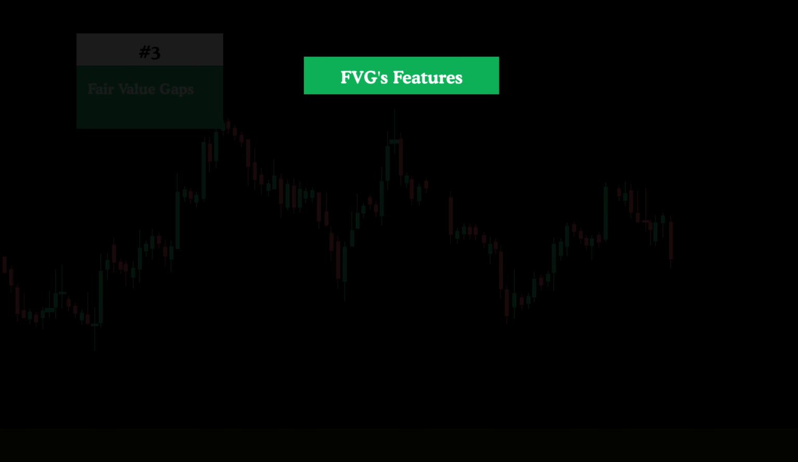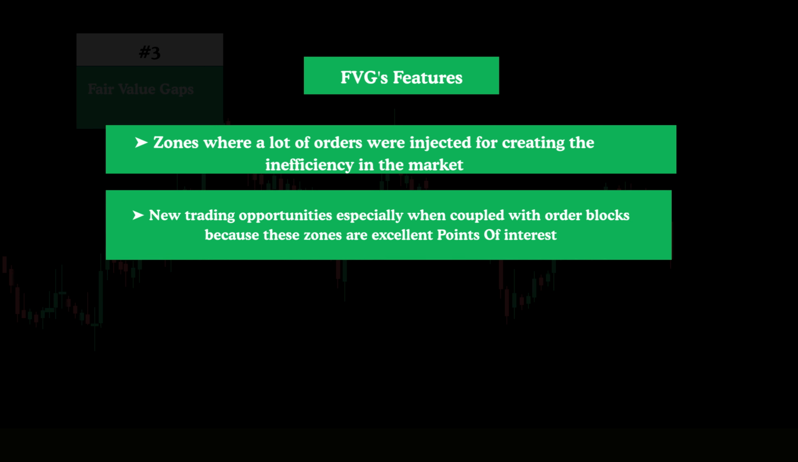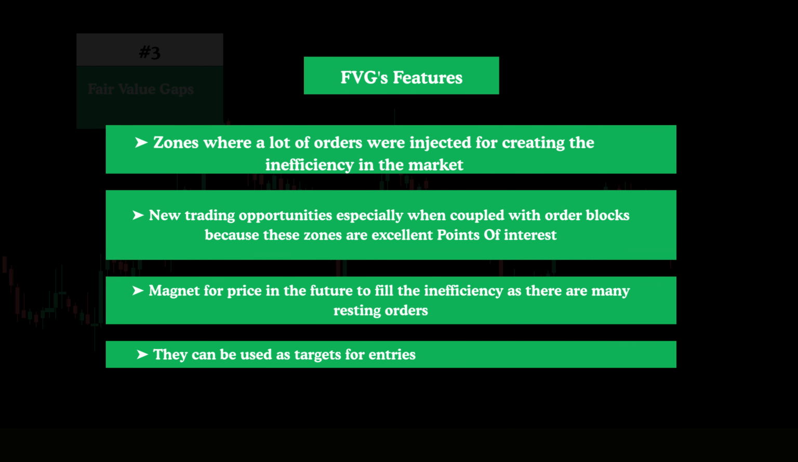Fair value gaps serve as a powerful tool in price action strategies and indicate regions where significant order flow caused inefficiency in the market. FVGs highlight potential trade setups, particularly when aligned with order blocks, as these areas act as prime zones of interest. Fair value gaps often attract price later on to correct the imbalance. Since numerous pending orders exist there, we can also utilize them as target levels for trade entries.